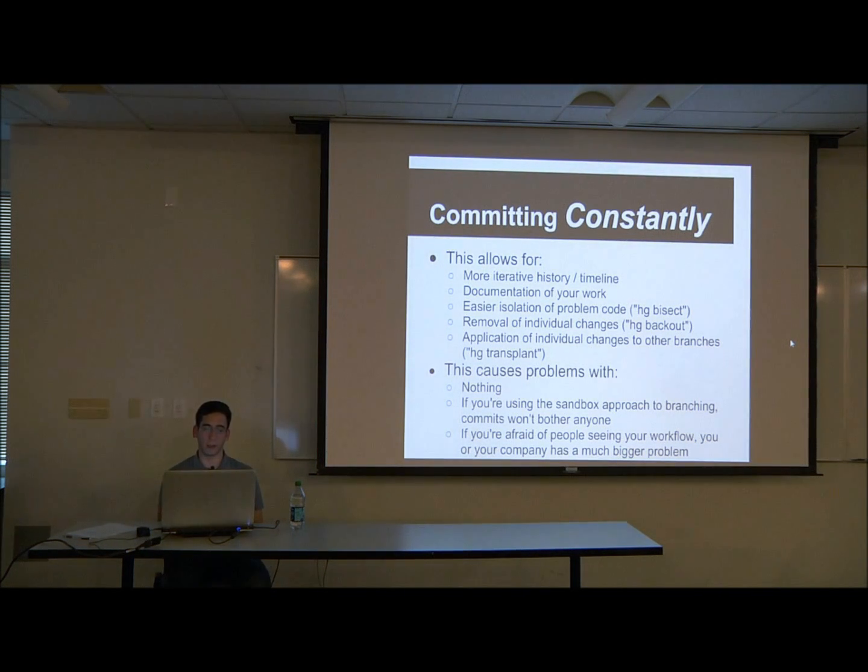It also helps you isolate problem code using something called hg bisect. I'm going to talk about all these later. You can remove individual changes using hg backout, and you can apply individual changes to other branches using hg transplant. So having all of these separated, instead of one giant commit that is a rote graphics, just allows you to do so much more. And of course, it causes problems with nothing.